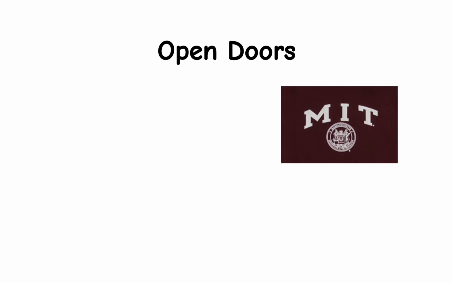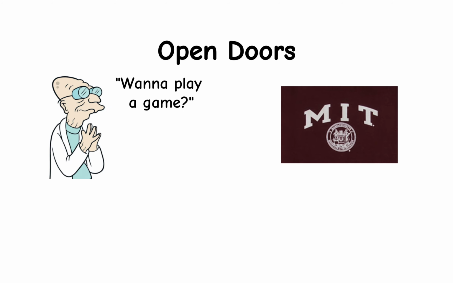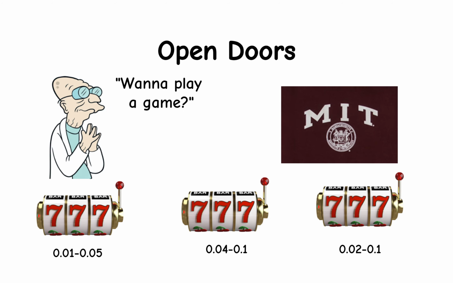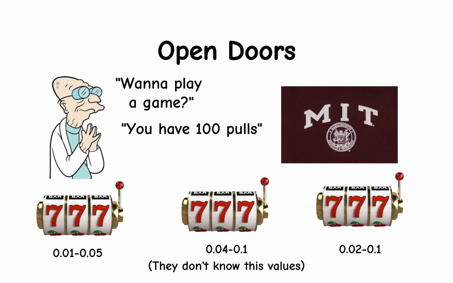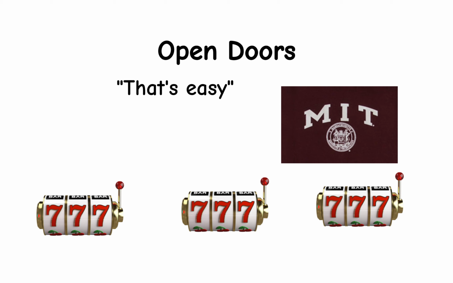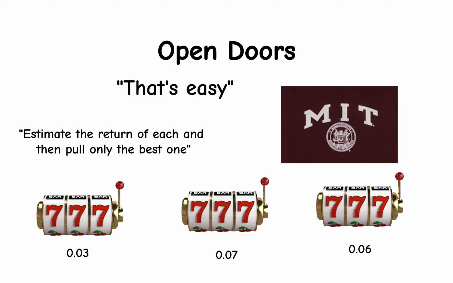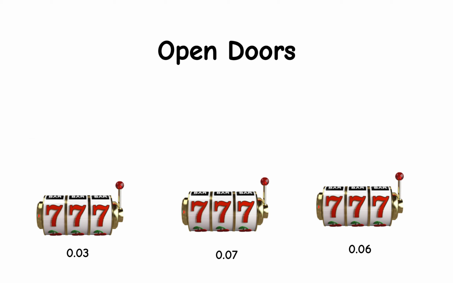Open doors. MIT students were presented with a simple game. They had 3 levers they could pull. Every lever gave them some return randomly selected from some range. They had 100 tries, and the task was to get as much money as possible. The simplest and most effective strategy was to try each lever several times, choose the one with the biggest return, and pull it every time. But then the rules were changed.